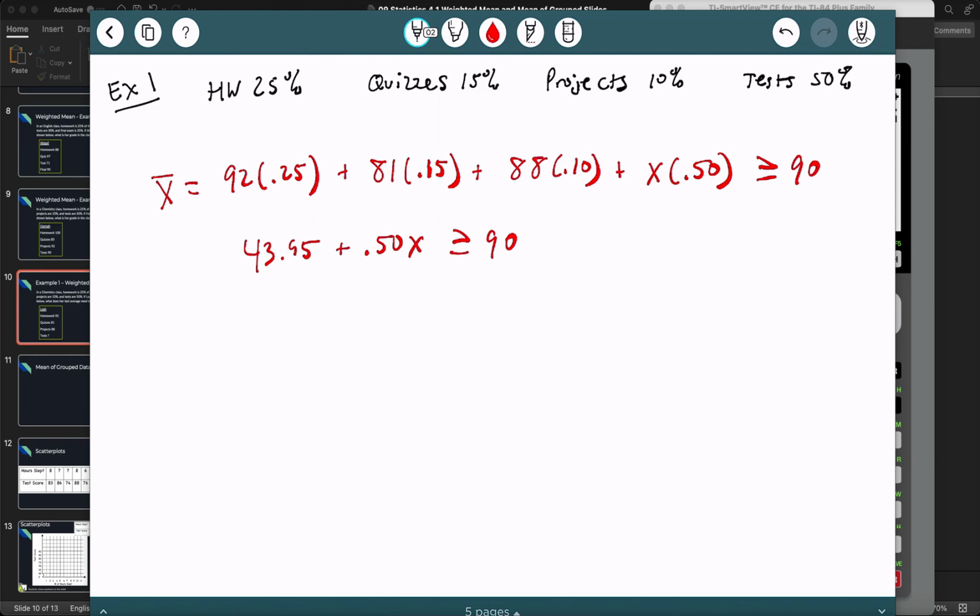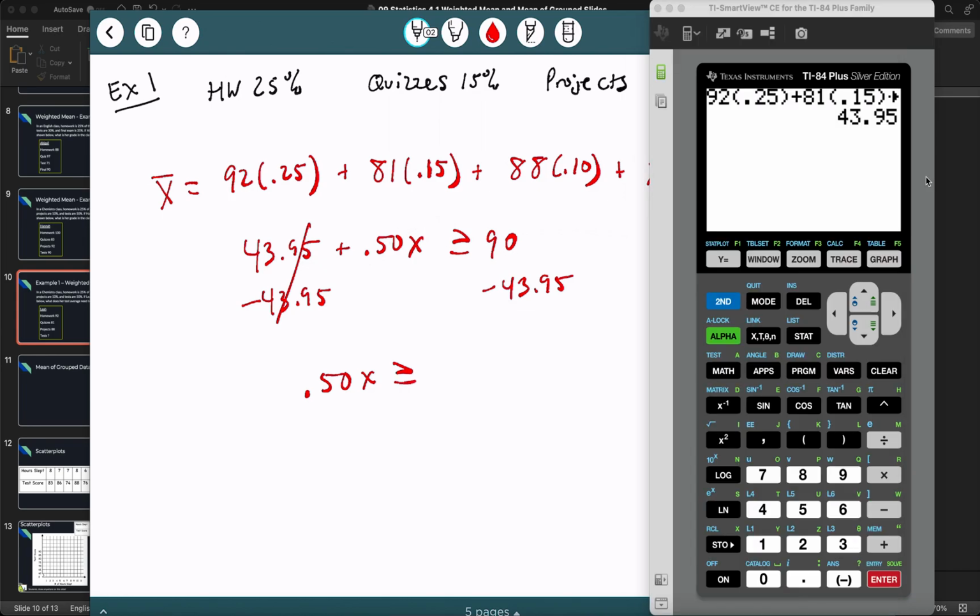Okay, so if I think about this inequality here, how would I solve for X? My first step would be, well, X is here, attached by this plus 43.95. So to undo that, we could do a minus 43.95. So we could subtract that from both sides, get rid of that. So we'll get 0.50x greater than or equal to. If I do this subtraction, you should be able to do it in your head, but just in case not, you could type it in as well. So we should get 46.05.